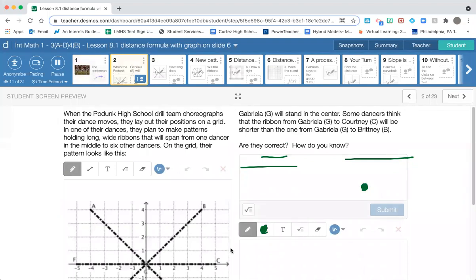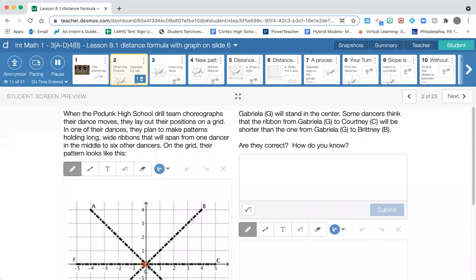You're being given this example here. The Podunk High School drill team choreographs their dance moves. They lay out their positions on a grid. The grid is seen here. In one of their dances, they plan to make patterns holding long, wide ribbons that will span from one dancer in the middle, seen here, to 6 other dancers on the grid. Their pattern looks like the following.